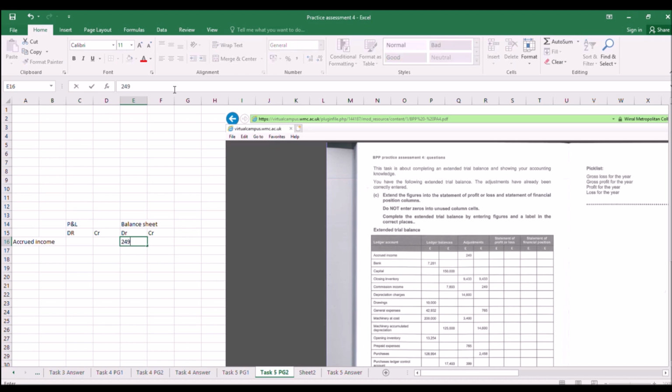Right, so 249 in here. Bank, 7281. Capital, and so into shareholders. So liability to shareholders, credit. Stock, inventory, whatever you want to call it.